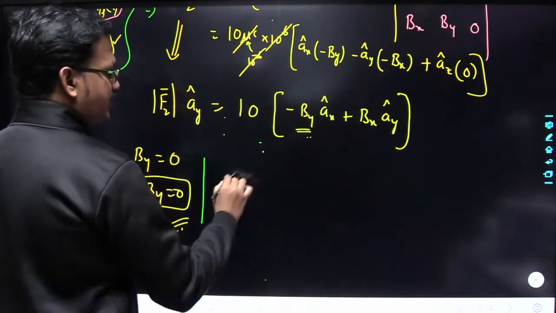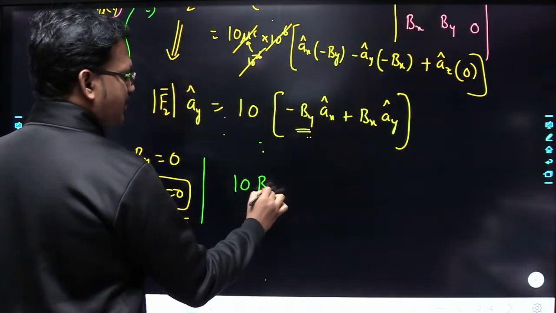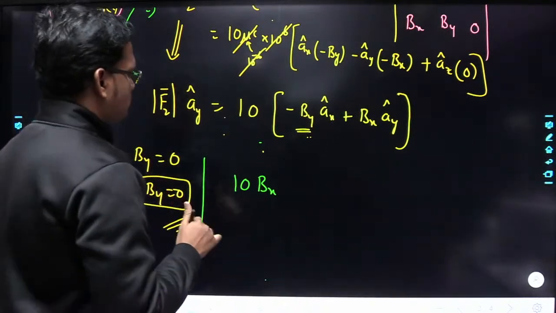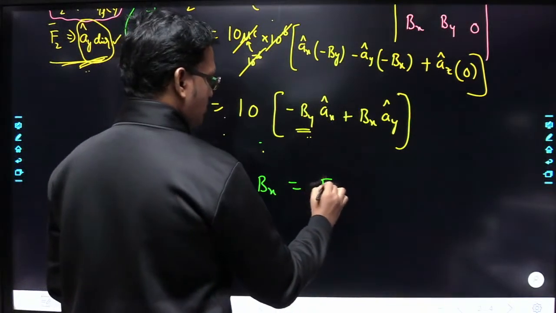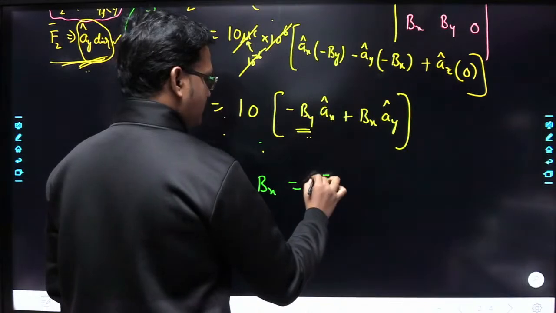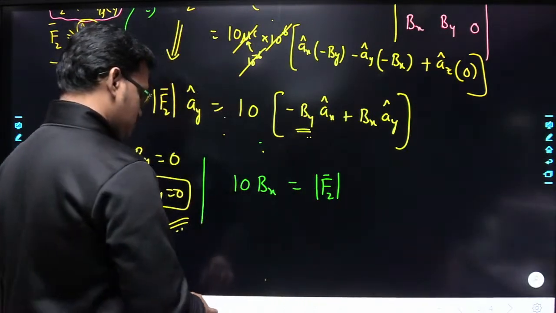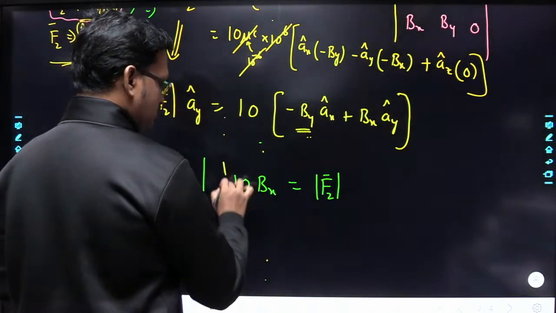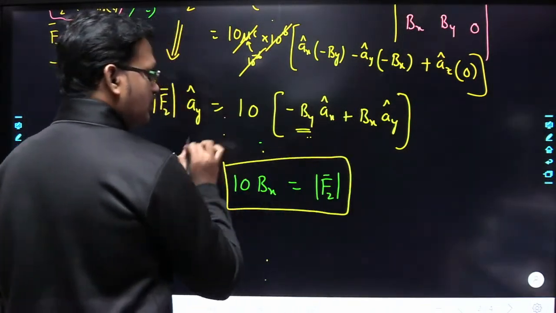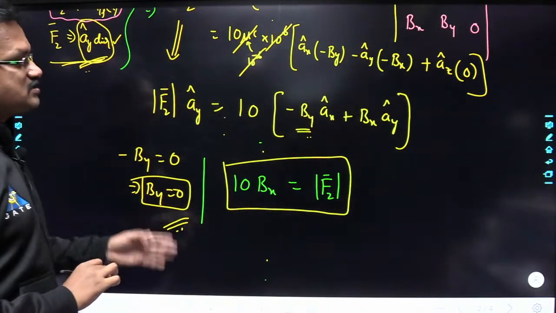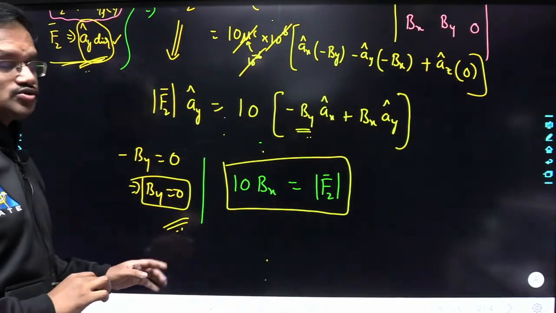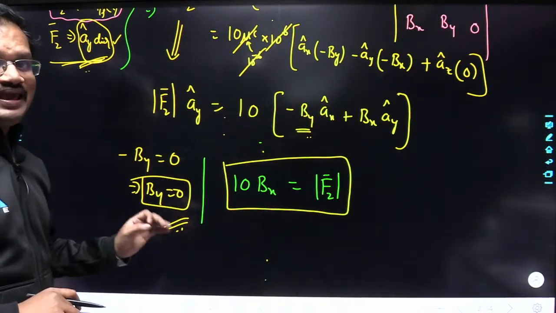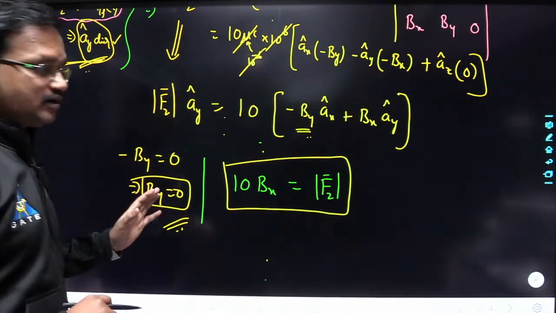So what are you going to get here? 10 into BX, right? So 10 into BX is equal to F2. Okay, that is the magnitude of F2 here. 10 into BX is equal to the magnitude of F2. So this is what you are going to get. Now here BY is also equal to 0 and BZ is also equal to 0. That means the B field is going to have only the X component. Right? Okay.